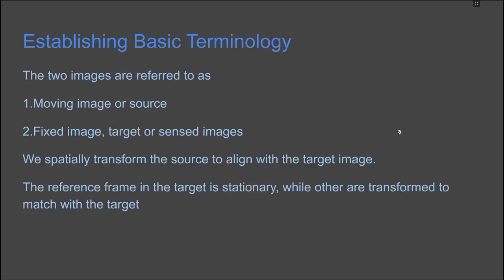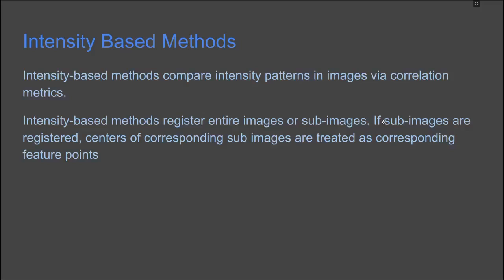As said before, we have two images in registration. The first is called the moving image or source. The second image is called the fixed image, the target or sensed image. What we basically do in the image registration process is spatially transform the moving image and map it to the fixed image. We note here that the reference frame in the target is stationary, while the moving image will be transformed to match the target. Now let us take a brief look at intensity-based methods.